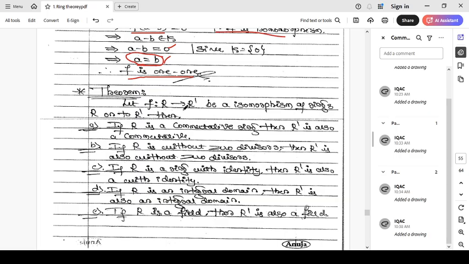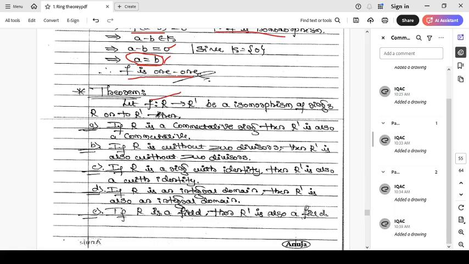Let f be a mapping from R to R' be an isomorphism of ring R onto R'. Then, already we have discussed what is an isomorphism. First it should be a homomorphism. After that the given function should satisfy f is one-one and onto. Then we can say that it is an isomorphism.